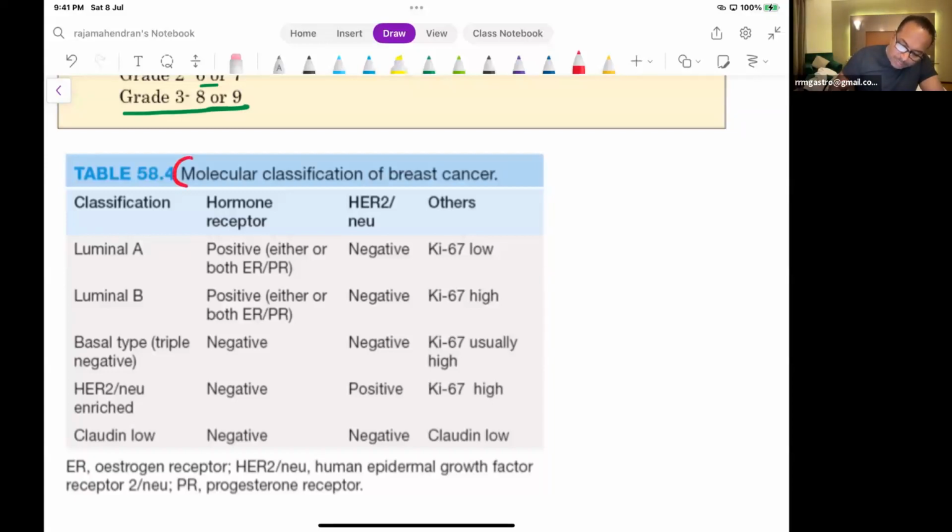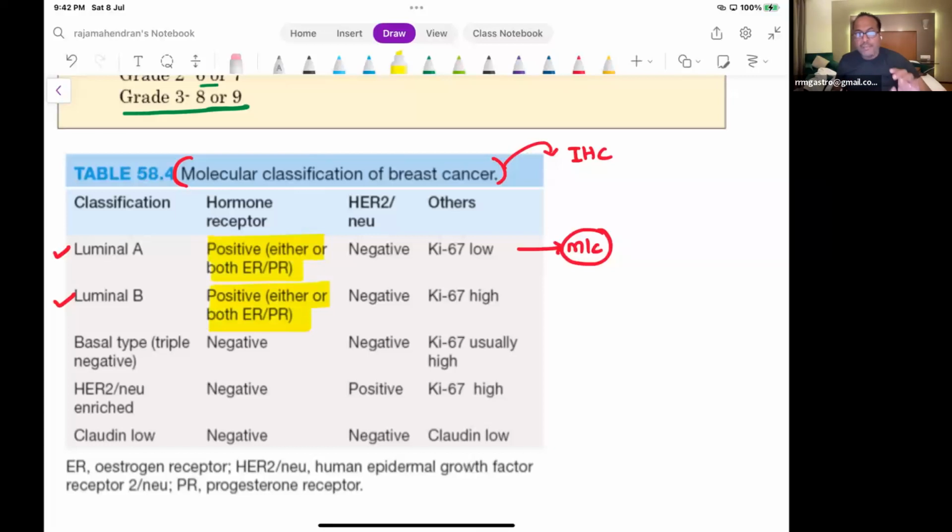Molecular classification is based on what? Based on immunohistochemistry. We will do immunohistochemistry from the tumor, and we will do molecular classification based on it. The most common type is luminal A type. Luminal A type and luminal B type, the interesting point is both are ER-PR positive. Very important. How to differentiate then A and B? In A, Ki67 is low. What is Ki67?